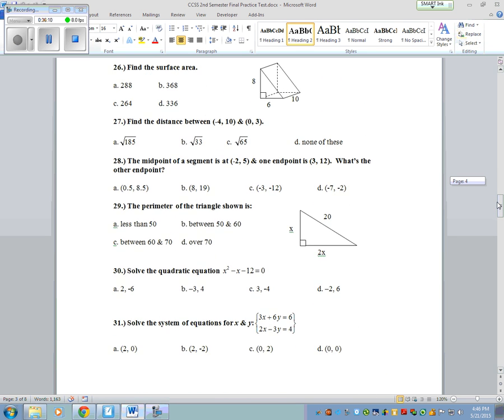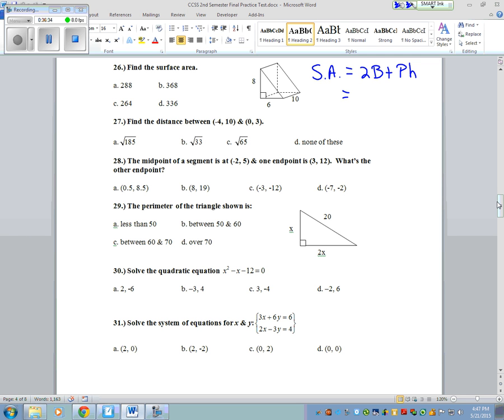All right. 26 through 31 here, next 6. So 26, find the surface area. Well, surface area, this is a triangular prism, and this formula will be on your sheet. It's going to be 2 times the base plus the perimeter times height. When we say base, we don't mean the 6 on here. A lot of students think that. What's the area of the base?